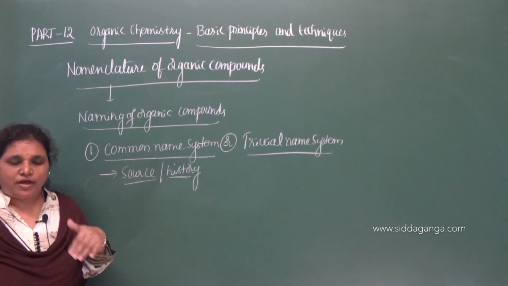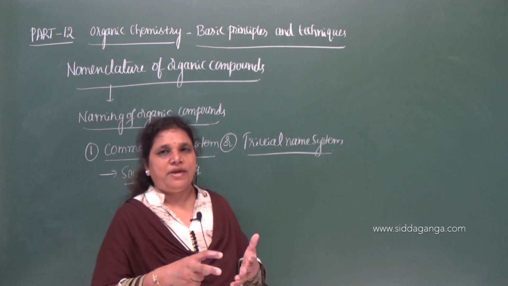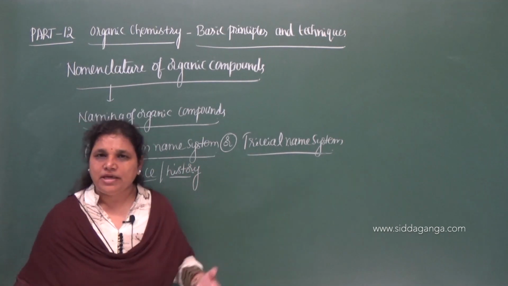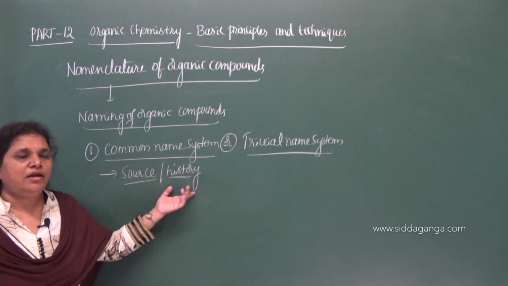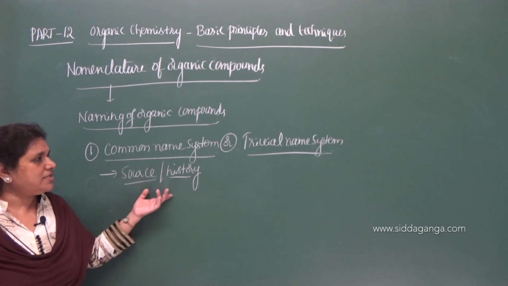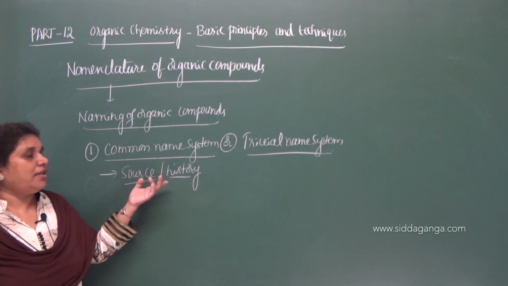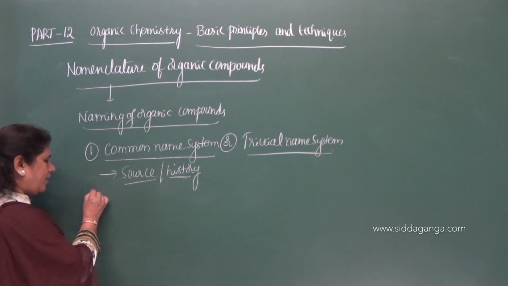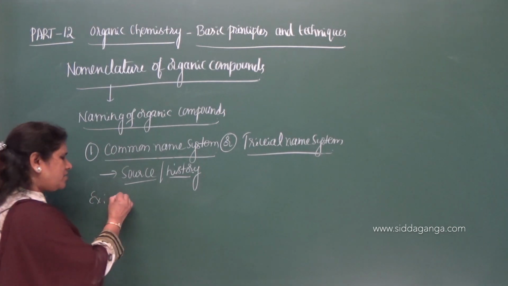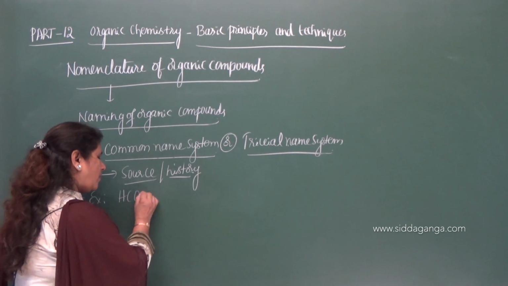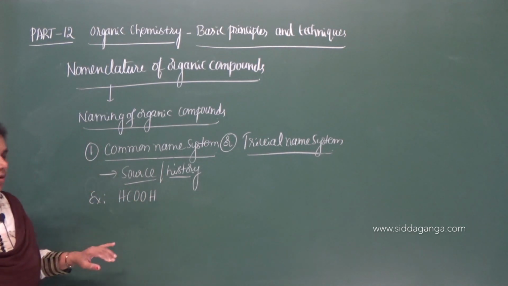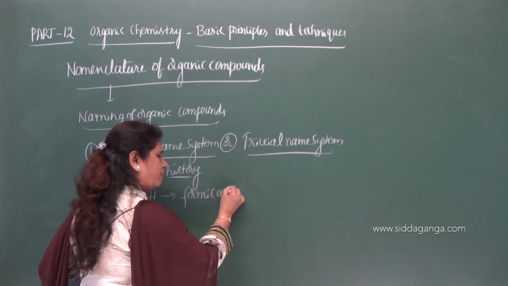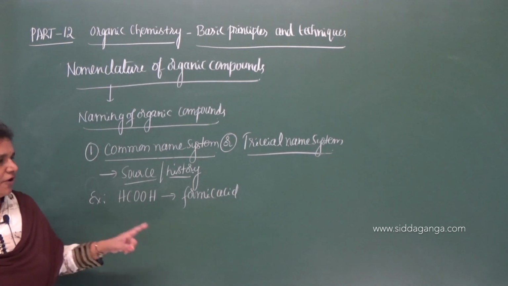When we name organic compounds on the basis of the source from which that compound is obtained, or on the basis of any history behind getting that compound, then that name is called common name or trivial name. For example, HCHO, HCOOH. HCOOH is called formic acid. Its common name is formic acid.